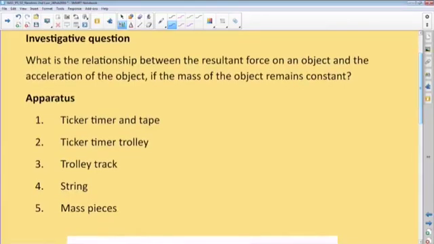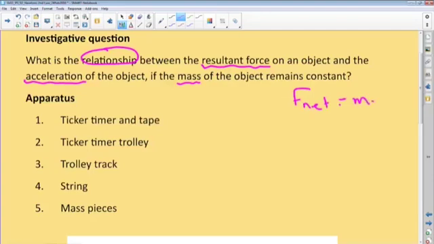So the first part is the investigative question. It asks, what is the relationship between the resultant force on an object and the acceleration of the object if the mass of the object remains constant? Okay, so let's just see what we've got. We've got resultant force, we've got acceleration, and we've got mass. So we've got the three things from Newton's second law. So those three concepts are there.